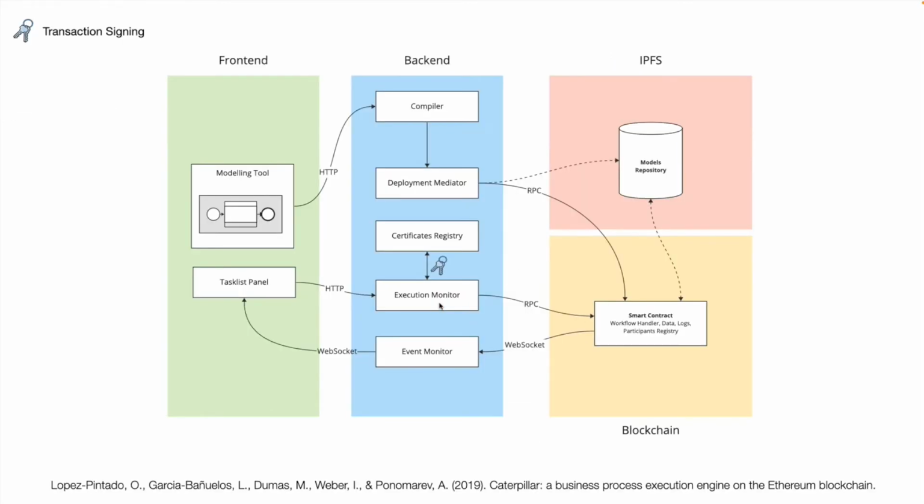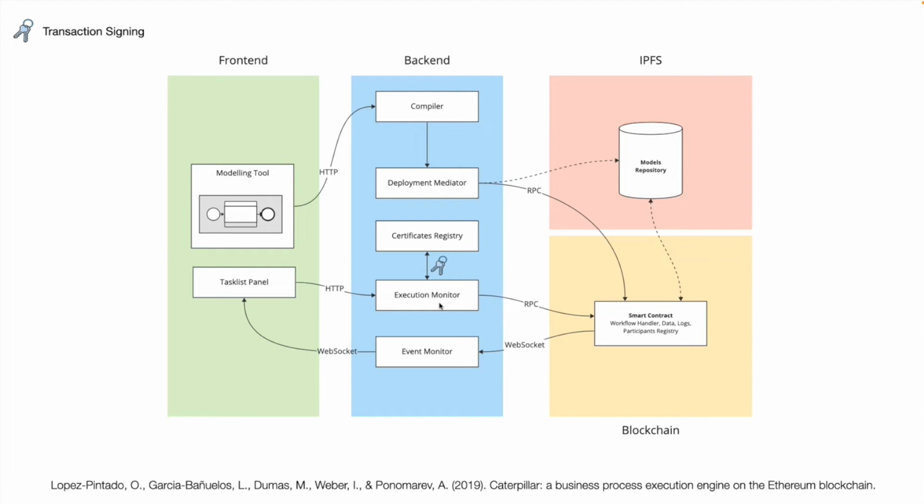So that's the first architecture. We have the front end, with the modeling tool and the task list panel. And then in the back end we have the compiler that does the compiling of the model of the process, and then it sends it to the deployment mediator, which will basically deploy the process on chain.